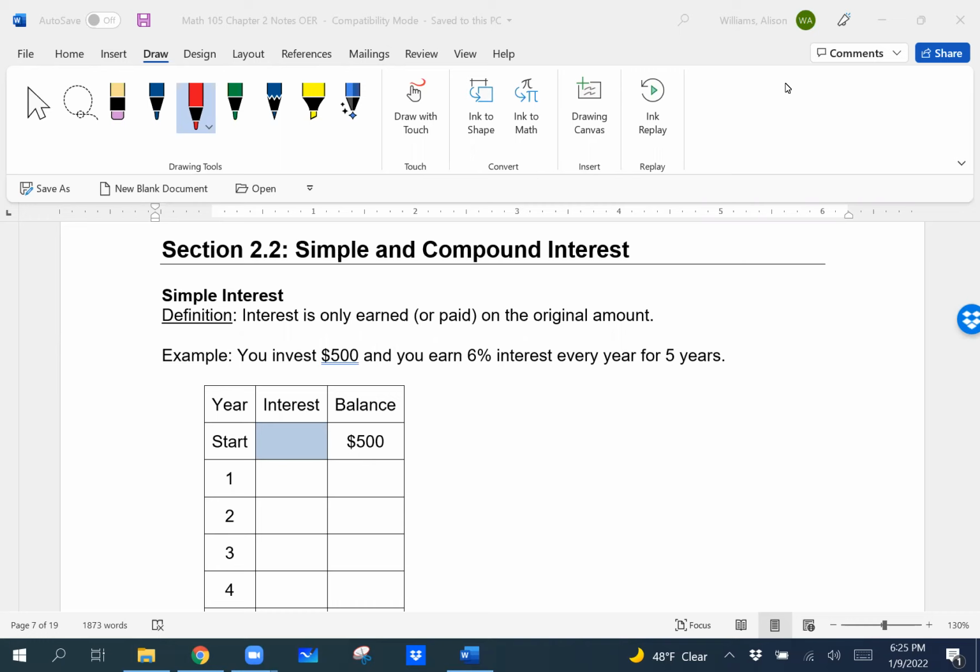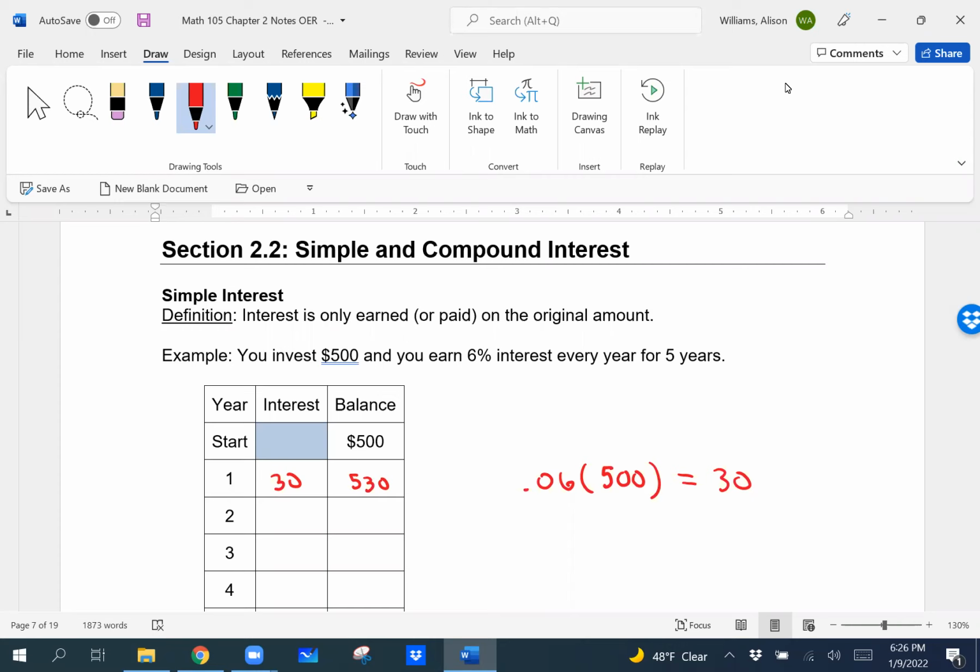Okay, so simple interest is interest that is earned only on the original amount. So, like in this example, if you invest $500 and you earn 6% interest every year for 5 years, and we're assuming it's simple interest, that would mean that you would earn interest on the $500. So, I would calculate that by doing 0.06 times 500. And if you plug that in your calculator, and I recommend grabbing your calculator, that will give you 30. So you're going to earn $30 and that'll give you a balance of 530. So we're assuming that you're investing into some sort of an account. And so you'll have $530 at the end of year one.